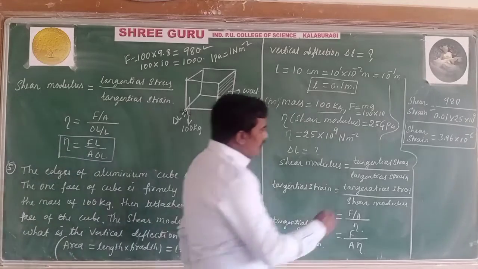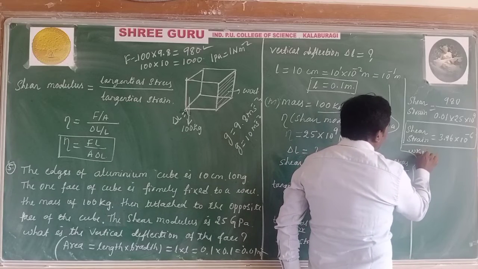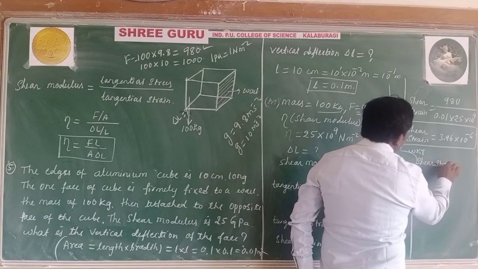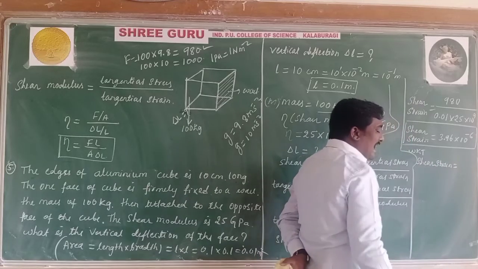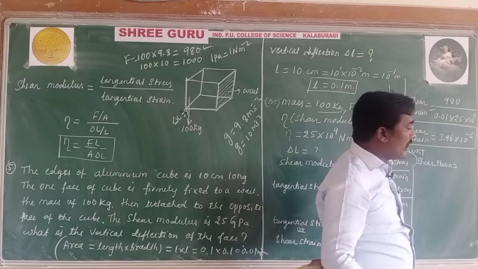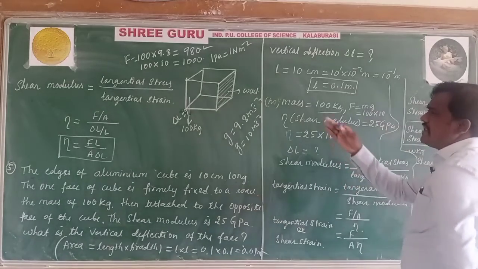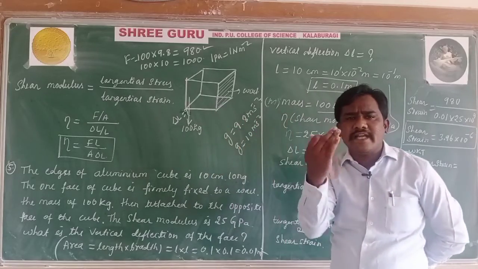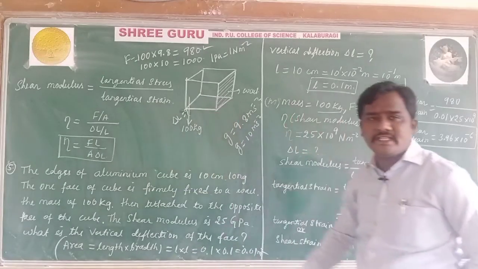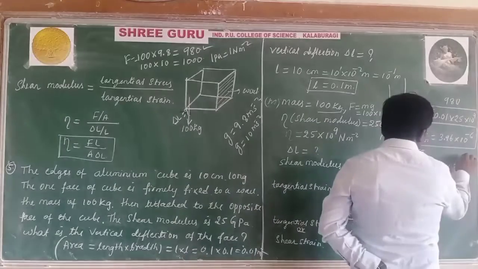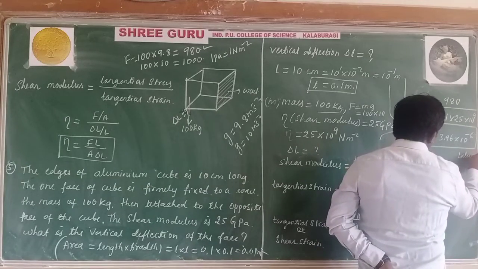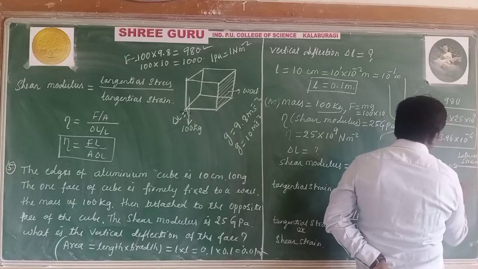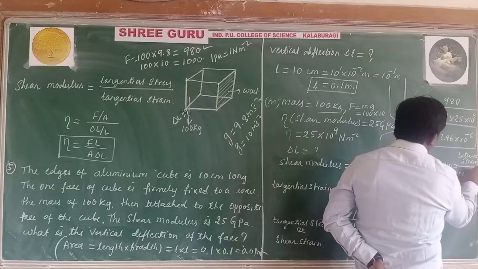We know that shear strain is equal to lateral strain by one side of the cube. Lateral means change in its diameter. The diameter is going to change by adding this much mass. Lateral strain by one side of the cube.